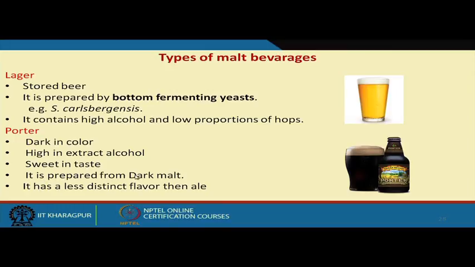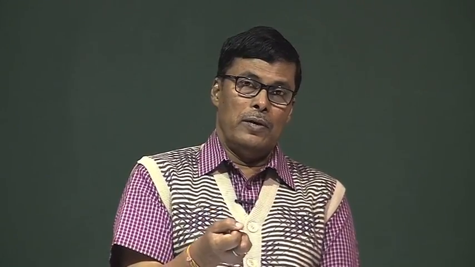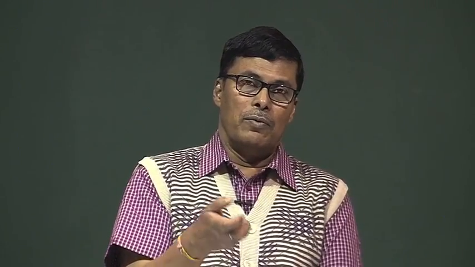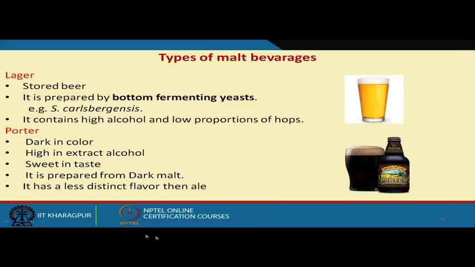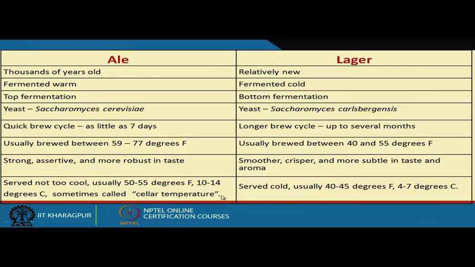It is prepared from the dark malt. That is why it is dark color, and I mentioned how the dark malt is made. If you take barley grains and heat them, if you char them, if you heat them for quite some time, then the color will be a little bit darker. So we can easily make the color darker. They usually produce it from dark malt. It has a less distinct flavor than the ale.